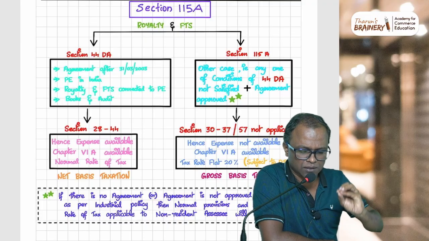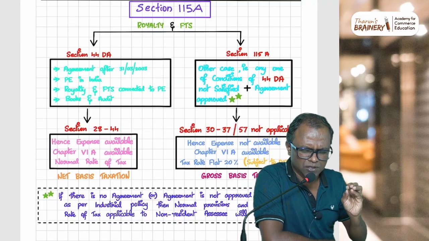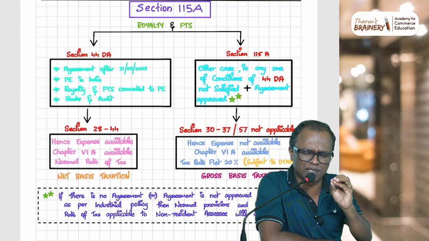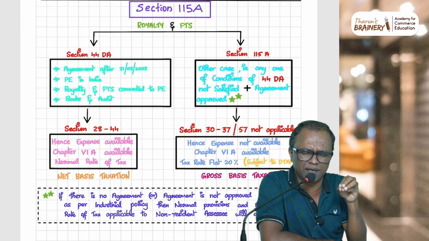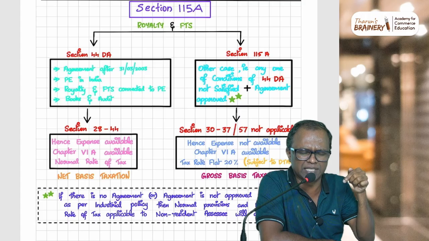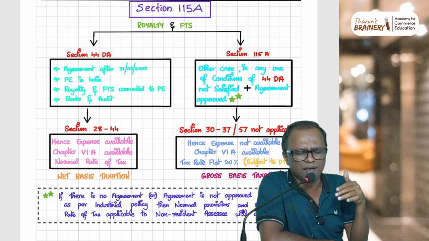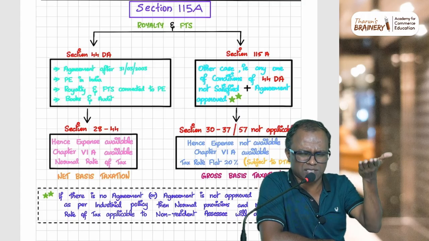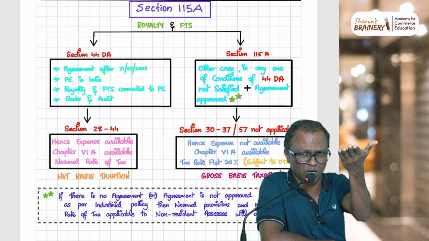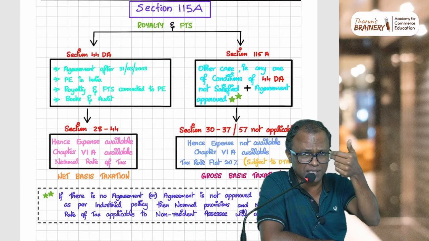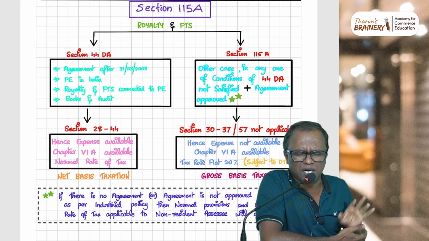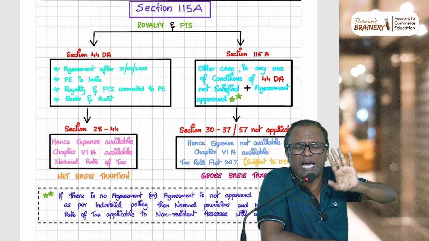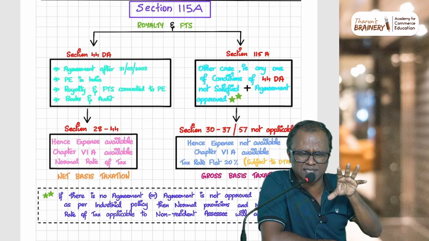Now we are discussing royalty and fees for technical service. First of all, to get royalty and fees for technical service, there must be an agreement between the Indian entity and that non-resident. The payer is an Indian resident or government, and the payee is non-resident, because the payee is getting the income. So there must be an agreement between these two parties. First condition. Number two, this non-resident should not have a fixed place of business in India.